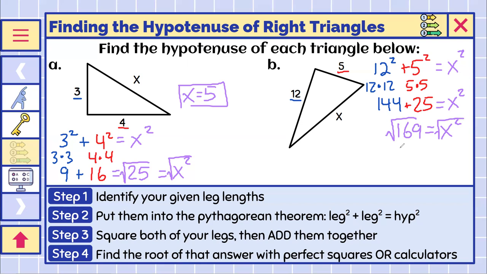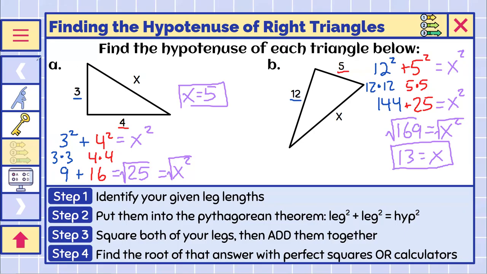For instance, I know 10 times 10 is 100, so I need a number bigger than 10, or I could use my root on my calculator. If I put that in the calculator, I end up getting 13. So 13 times 13 gives me 169. That means that 13 is my final answer. X is 13, or 13 is x.